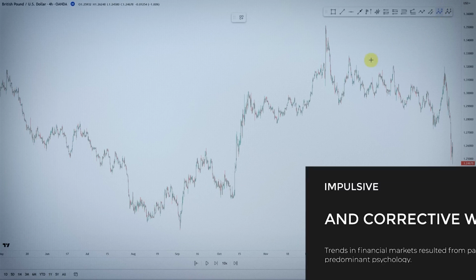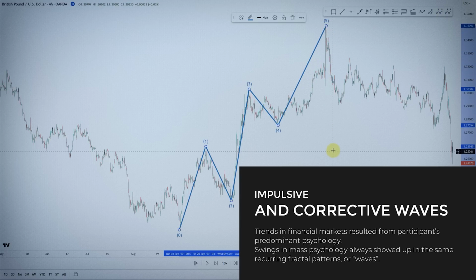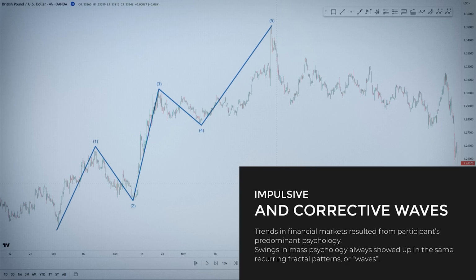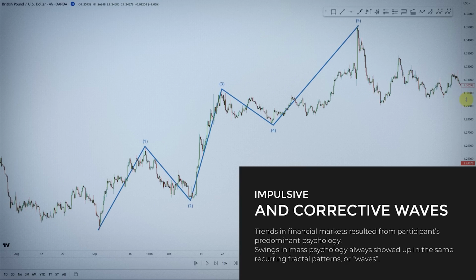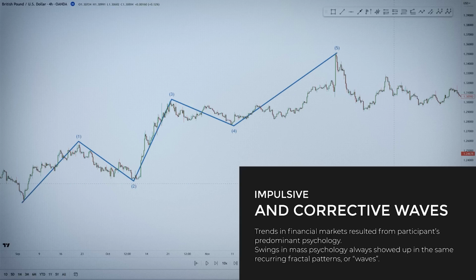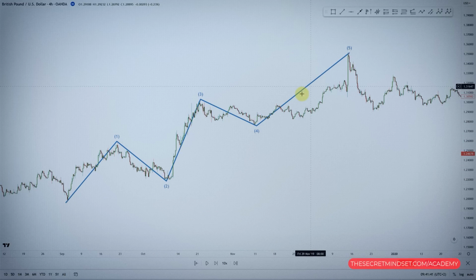Ralph Elliott, the trader who developed the theory, said that trends in financial markets resulted from participants' predominant psychology. He found that swings in mass psychology always showed up in the same recurring fractal patterns, or waves. Elliott discovered that price patterns were structured in the same way. So prices move in impulsive and corrective waves. Knowing which wave is underway and what recent waves were will help you to forecast what the price is likely to do next.